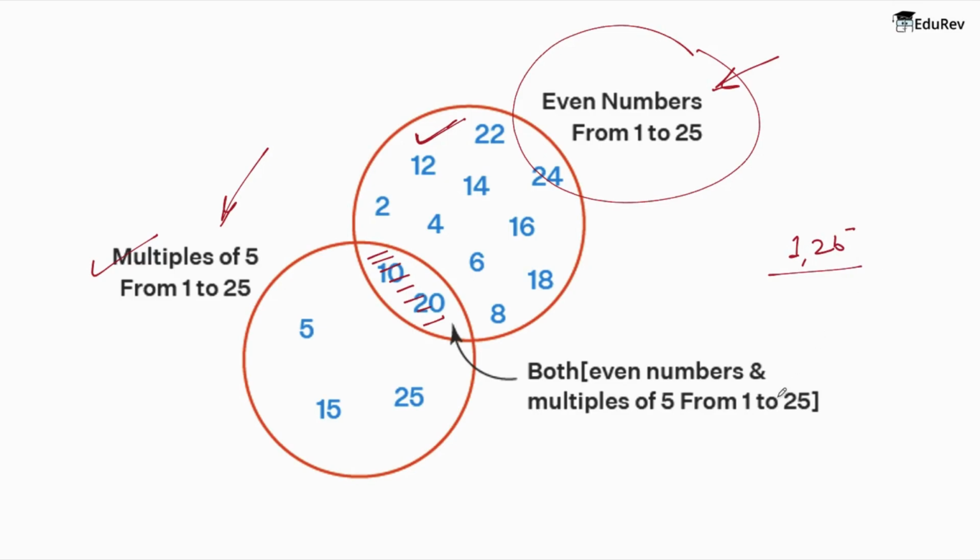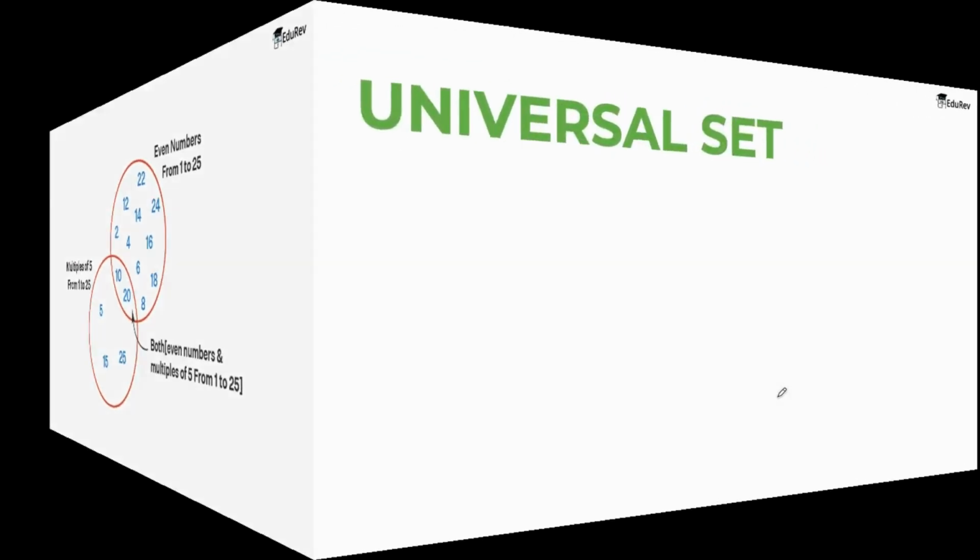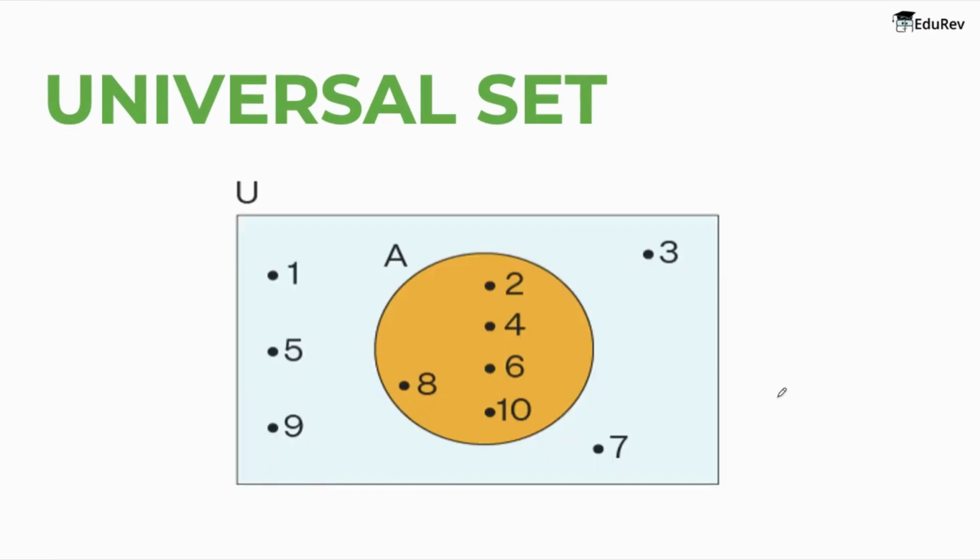Now let's quickly see some of the terms related to set theory, or Venn diagrams, so that it's easier for us to analyze what kind of logical relationships are displayed with the help of Venn diagrams, and it will be very useful for us to solve questions with regard to them. Moving further, the first one is your universal set. So what exactly is a universal set?